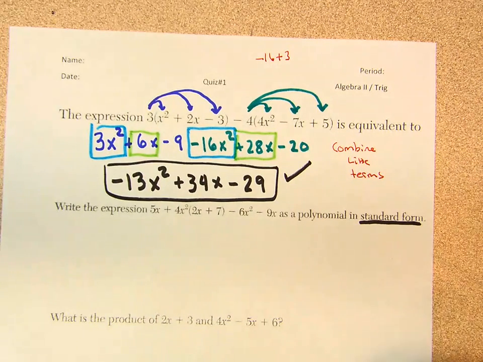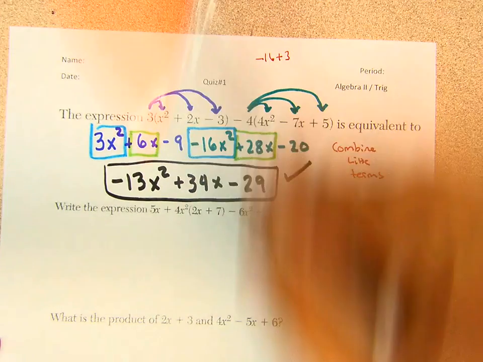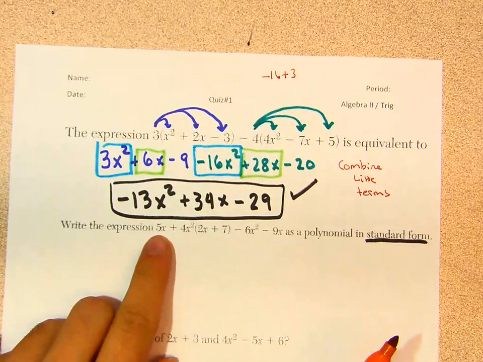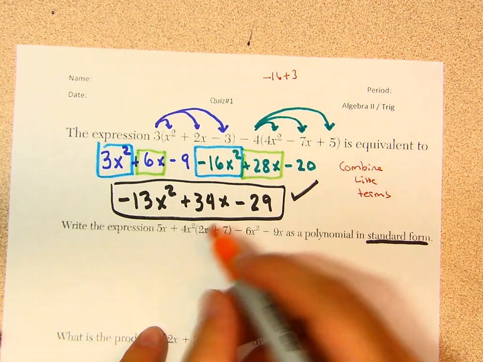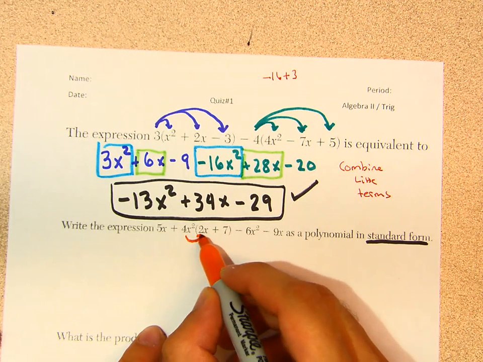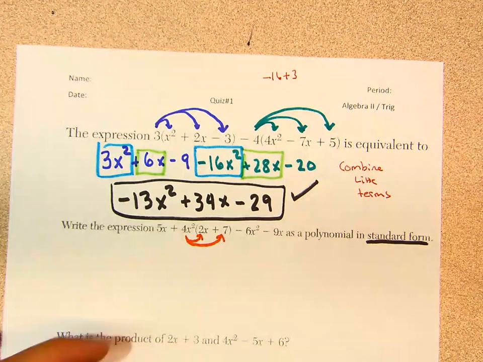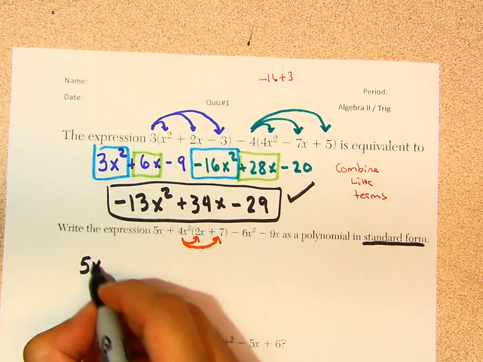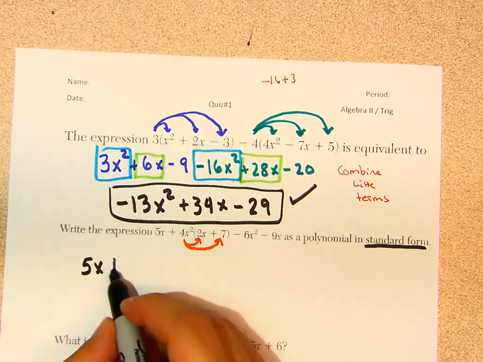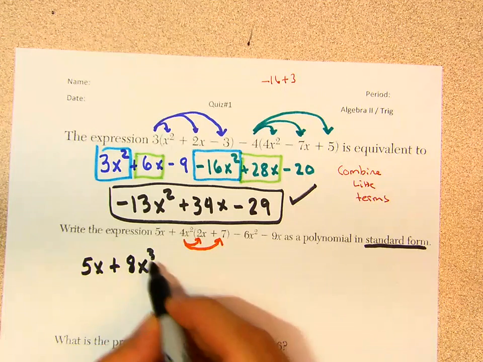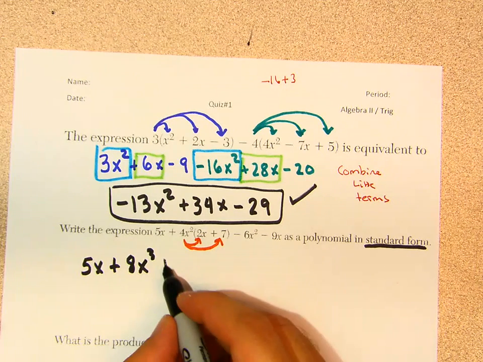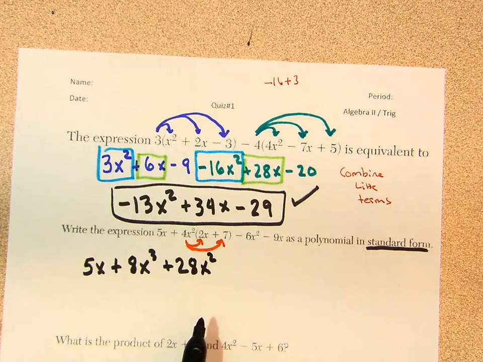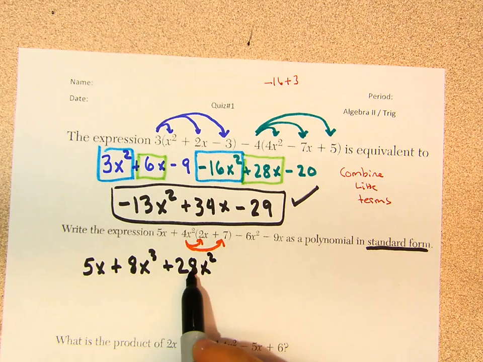Next one. How do we do this question here? Same idea. Here, this 5x is over here plus 4x squared. So what do you do with this 4x squared? You multiply it to this, you multiply it to this. So then what do you get? This 5x stays the same. 4x squared times 2x is 8x cubed. 4x squared times 7 is positive 28x squared, right? 4 times positive 7 is 28.